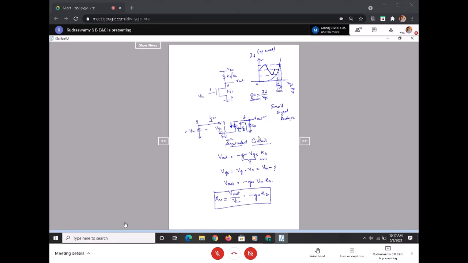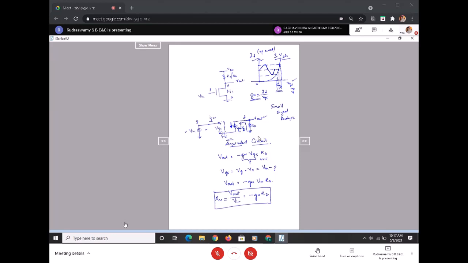Why GM? Why will we not take R? Because the output is a current and the input is a voltage. So output by input is what we get with respect to this IV characteristic. The input we are giving is the voltage, and the output is the current we are checking. So it is ID by VGS. R is V by I, whereas I by V will be my GM.